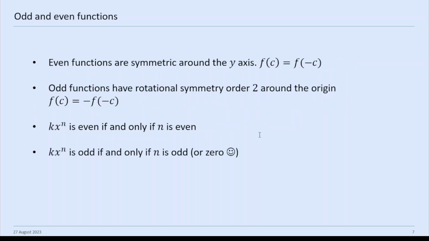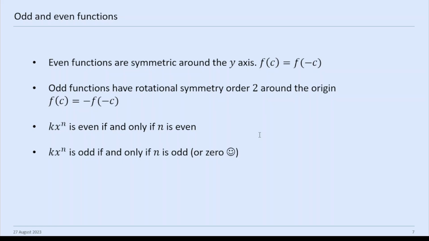So an even function is a function that's symmetric around the y-axis. So y equals x squared is symmetric around the y-axis. It's an even function. And for even functions, f of c equals f of minus c. F of 6 equals f of minus 6. 6 squared equals minus 6 squared.